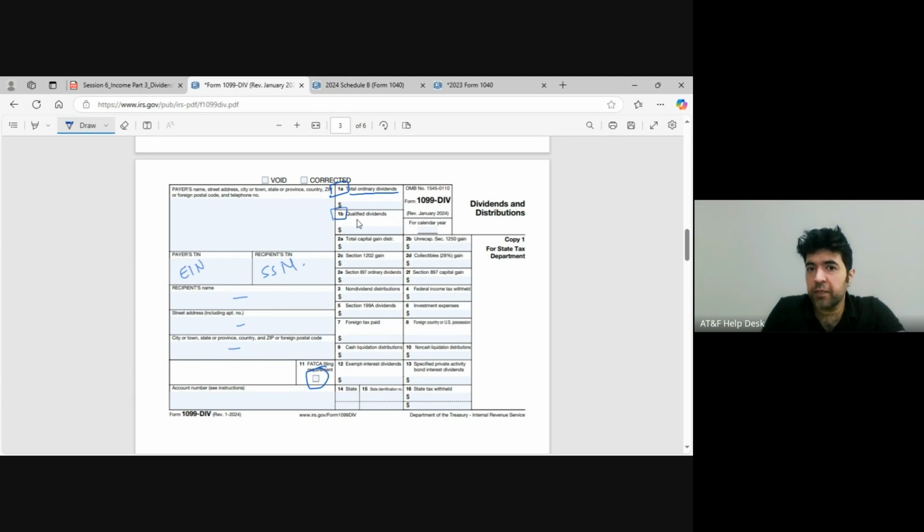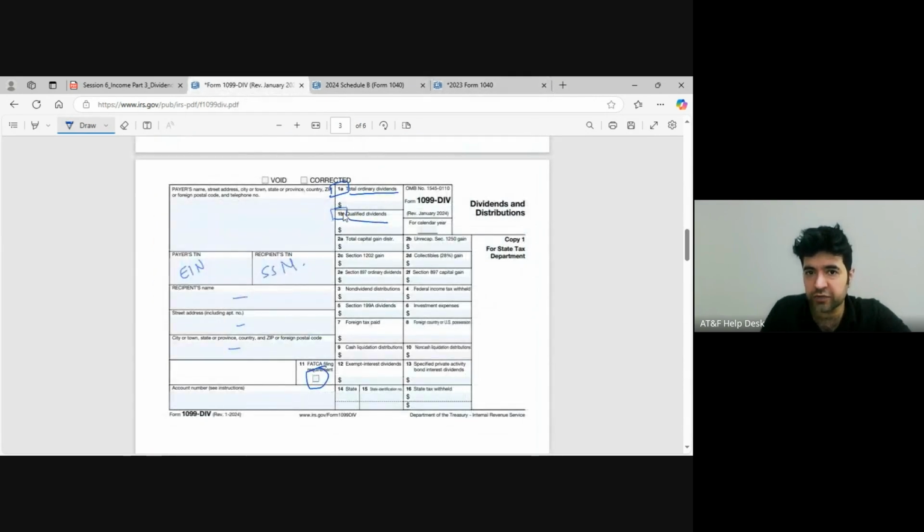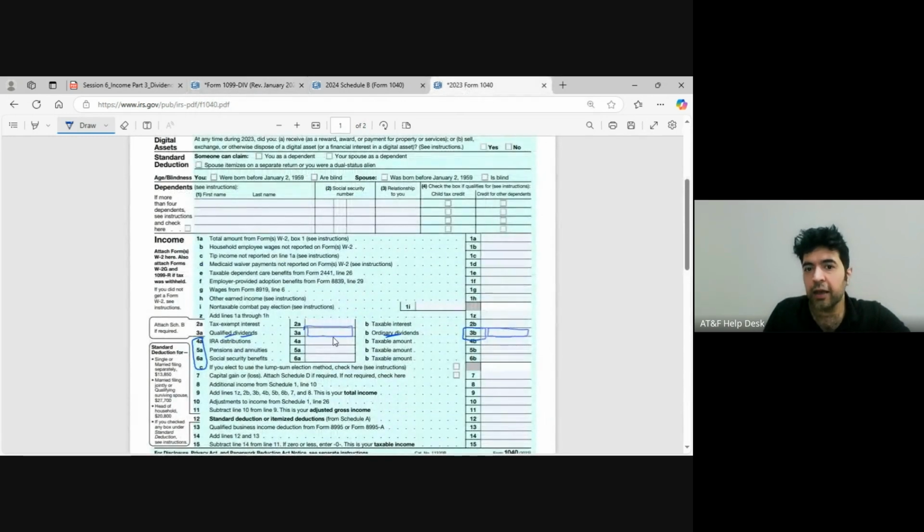Then we have 1B, qualified dividends. These qualified dividends are reported on 3A, and there is a separate worksheet that needs to be prepared, which is the worksheet for qualified dividends and capital gain. That worksheet you have to prepare to calculate the tax. Qualified dividend, you will straight away add whatever is there in box 1B of 1099 DIV. Exactly that amount will be on 3A, and we will use these 3A and 3B to calculate the tax.